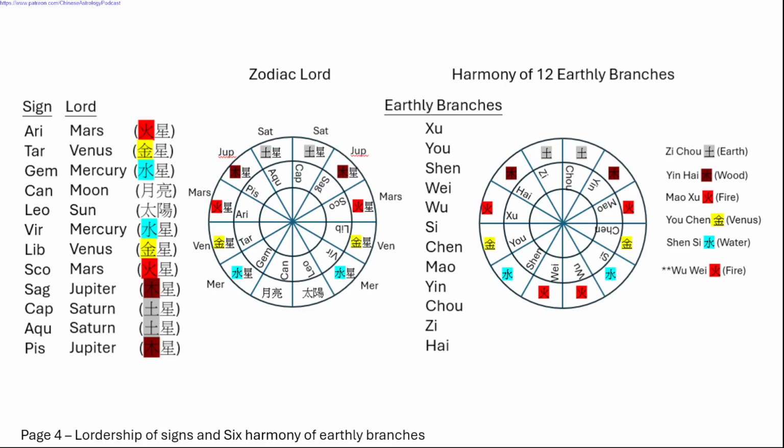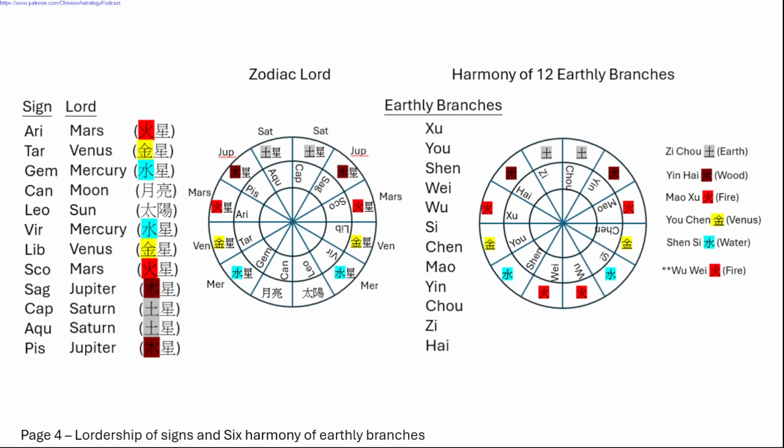The left side shows the rulership and lordship of the 12 sidereal signs. There are 7 planets which rule the 12 sidereal signs, except that the Sun and the Moon are the only lord of a particular sign. Mercury, Venus, Mars, Jupiter and Saturn are all rulers of 2 signs. At the same time, the 12 earthly branches in Chinese astrology have a specific interrelationship as 6 harmonies.